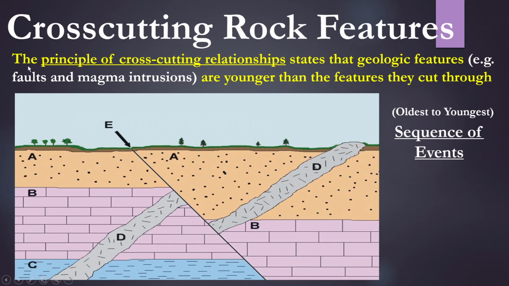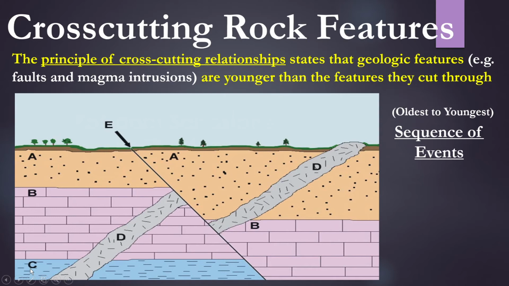And part of, I guess, using all of the principles that we've learned now, superposition, the principle of original horizontality, and the principle of cross-cutting relationships, we can now start to figure out the sequence of events in this area. So I'll do this one for you. So for instance, what happened first?